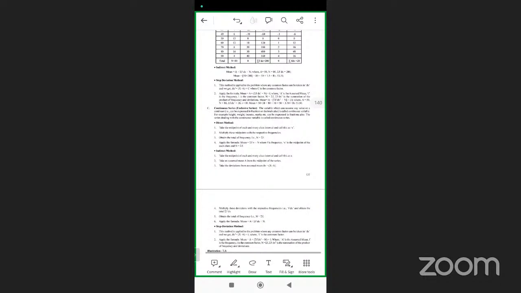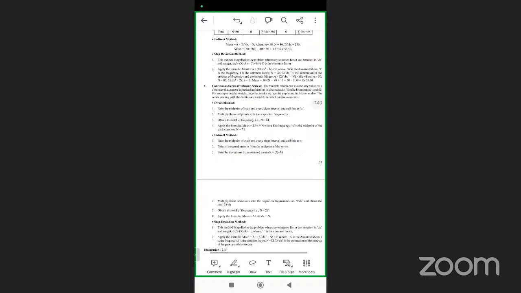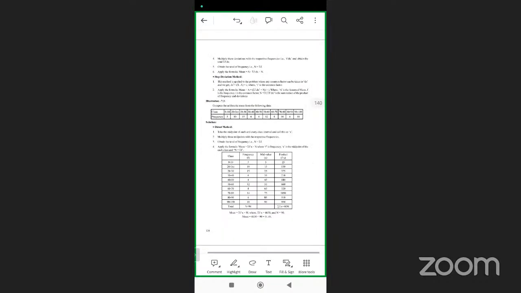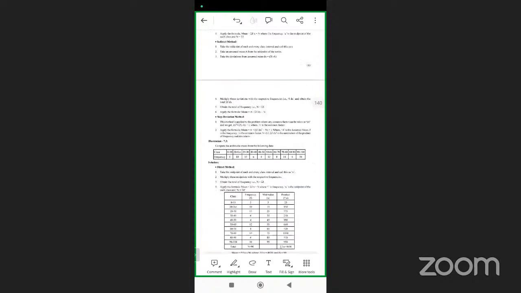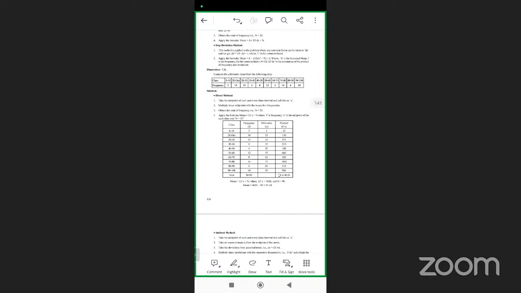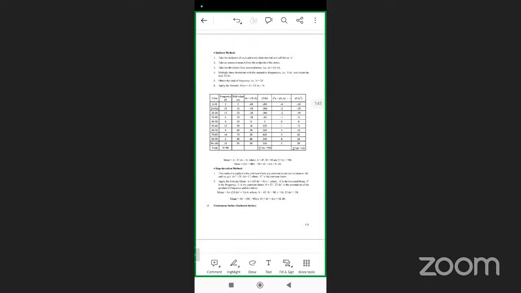That you can understand by going through the given notes. That is a continuous or exclusive series. See this example: this is a continuous series, 0 to 10, 10 to 20, 20 to 30, 30 to 40, and X. This is the direct method: you calculate the frequency, the mid value, and the product. In the indirect method, you take dx, the common factor i, and the assumed mean, and apply the formula.